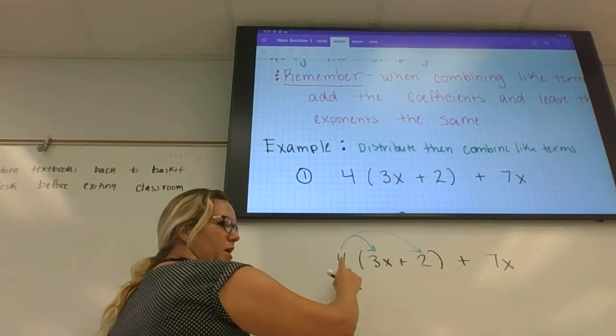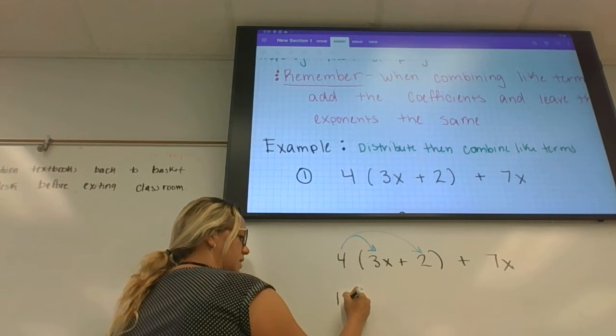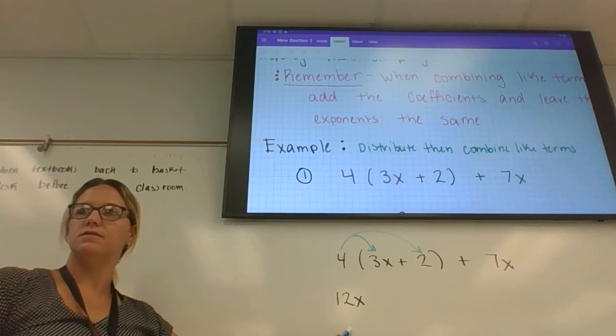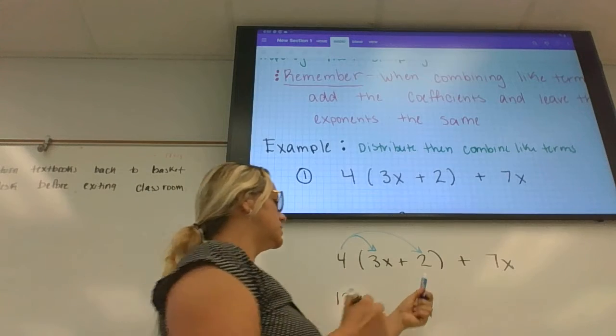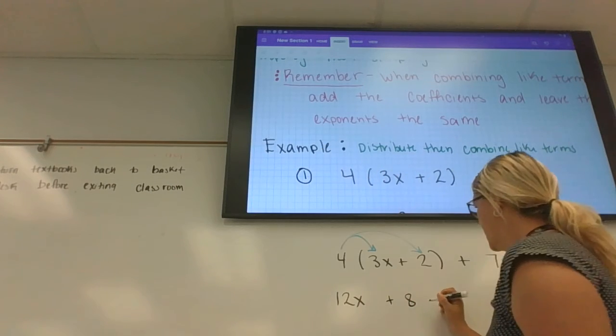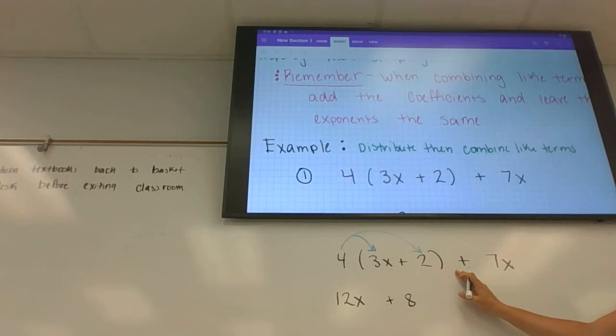So distributive property, 4 times 3 is 12. The x stays. 4 times 3 is 12, and the x stays. 4 times 2 is 8. Now I stop distributing. I don't go beyond the parentheses. Bring the plus sign down, and bring the 7x down. I'm going to write my property. That was an example of distributive property.